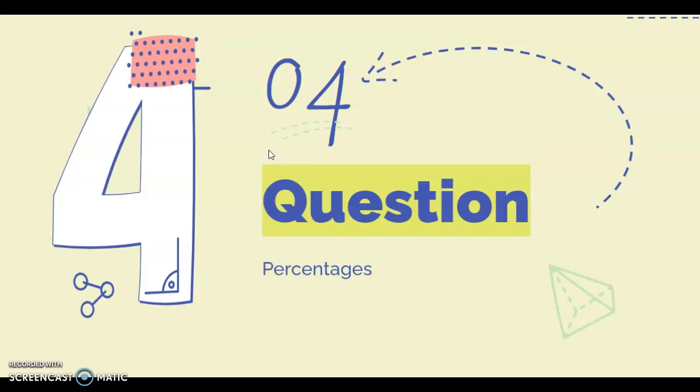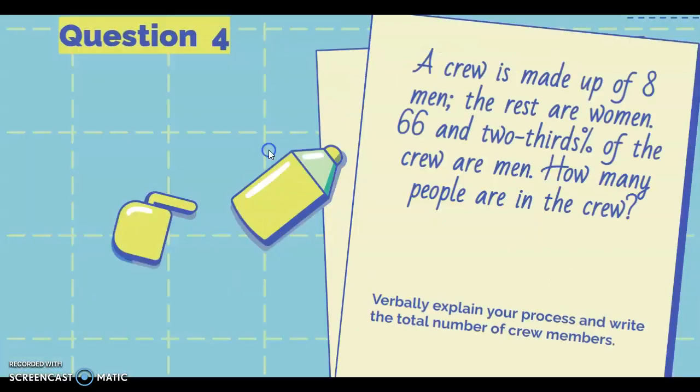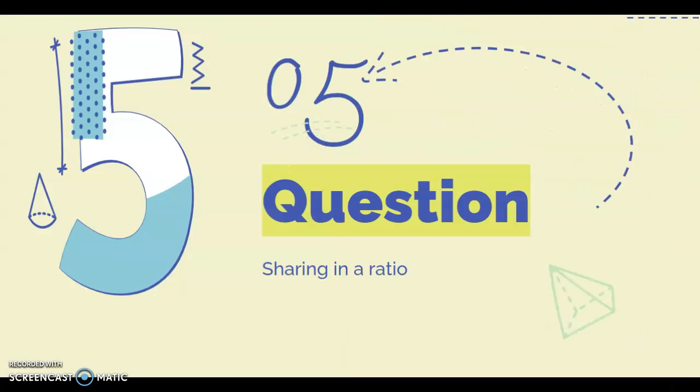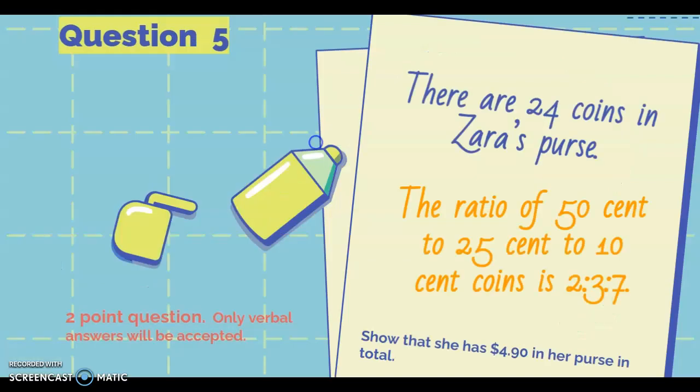Question 4, percentages. Question 5, sharing ratios. This is the only 2-point question because you only need to give your reasoning.